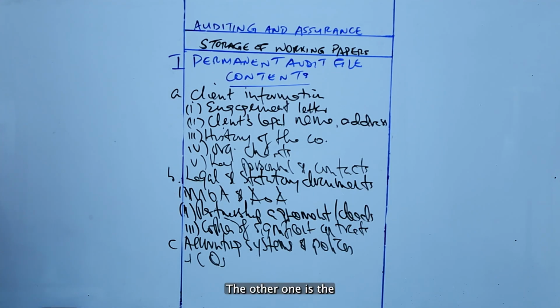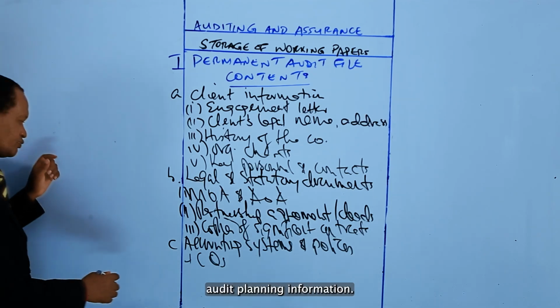The other one is the audit planning information.